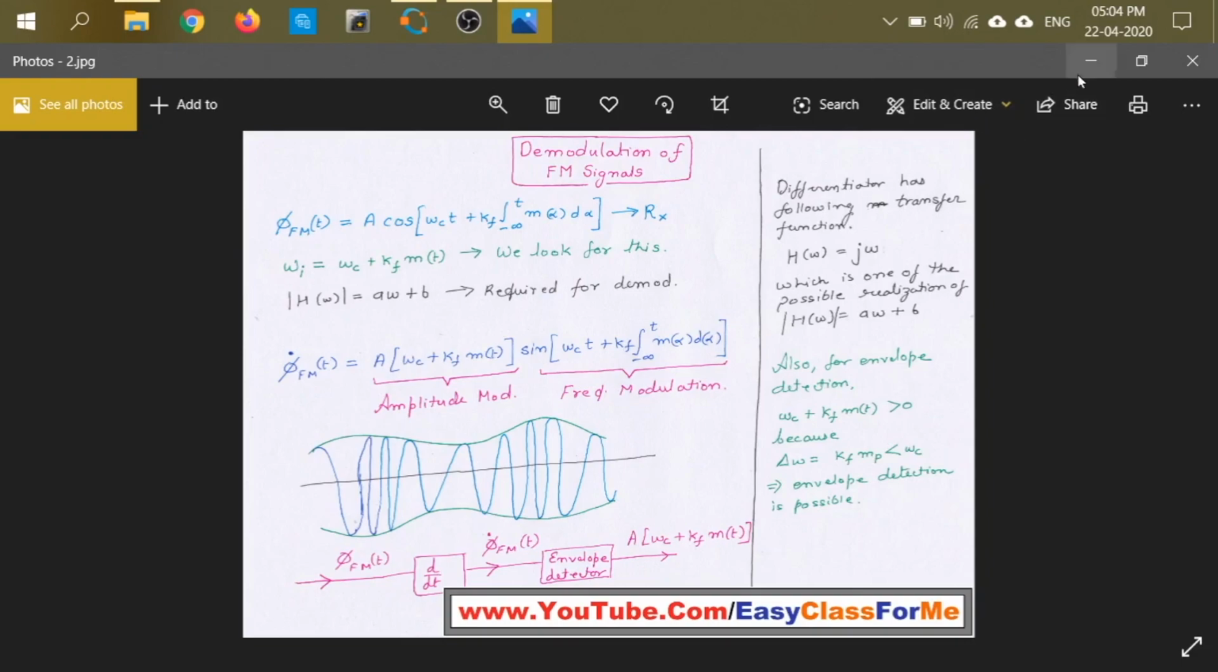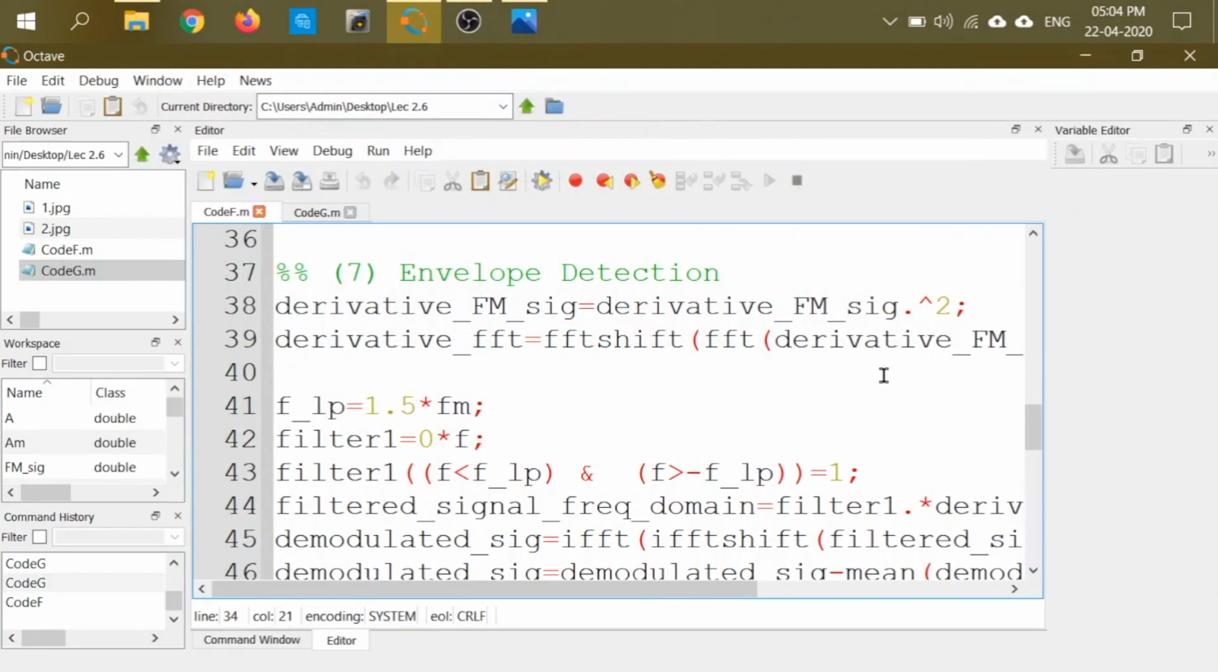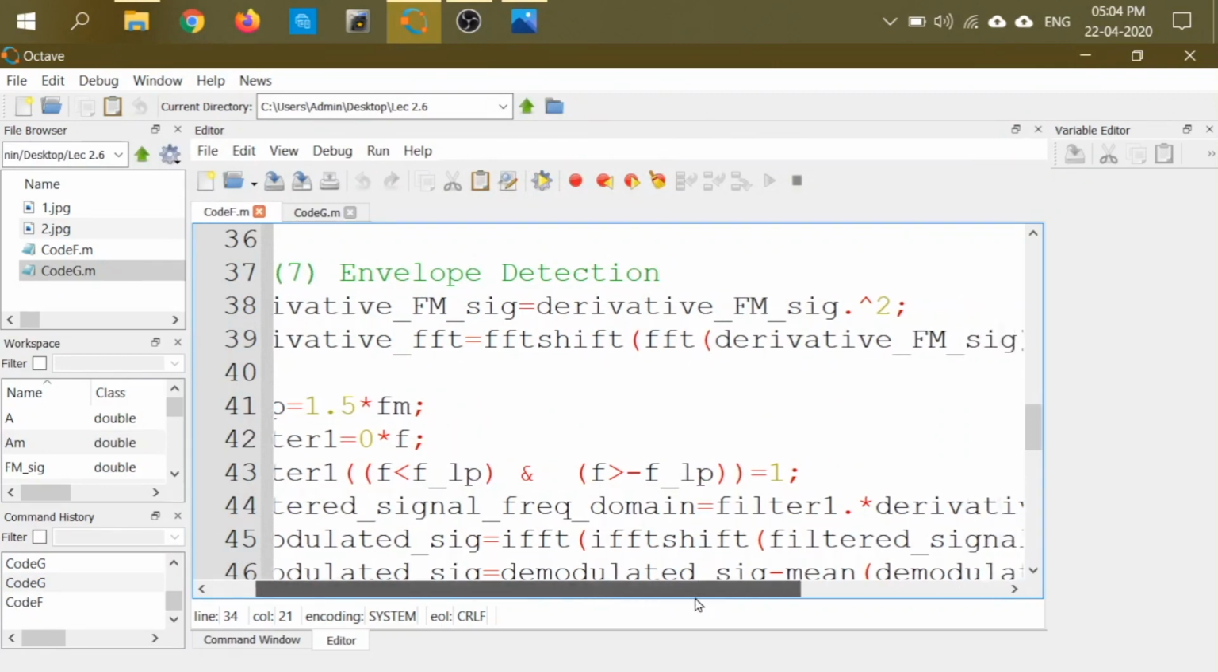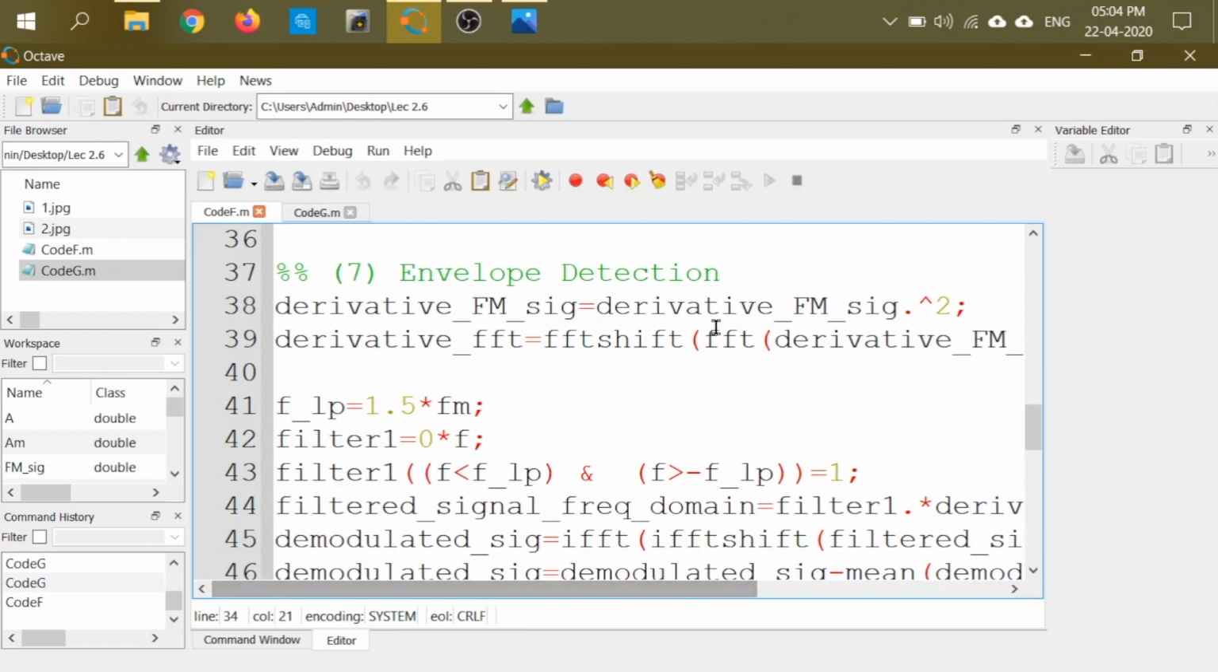So a low pass filter has to be applied. That is how envelope detection is done. First of all, you square the signal and then take a low pass filter, use some cutoff, and get your low pass signal there. So you bring that signal into frequency domain by this particular command. This is a very easy command of FFT and FFT shift.